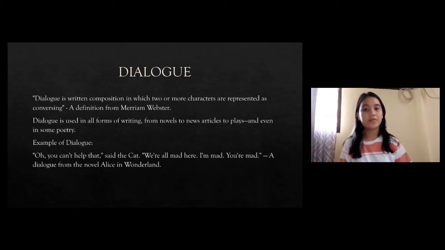Here is an example of a dialogue from a novel, Alice in Wonderland. "Oh, you can't help that," said the cat. "We're all mad here. I'm mad, you're mad."